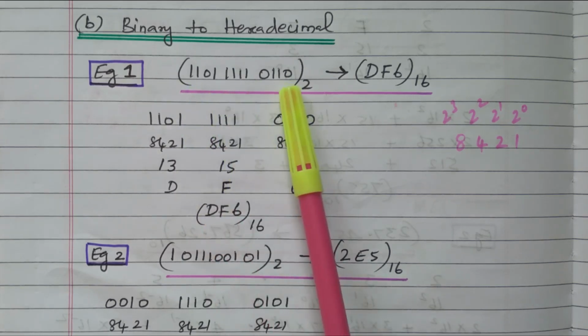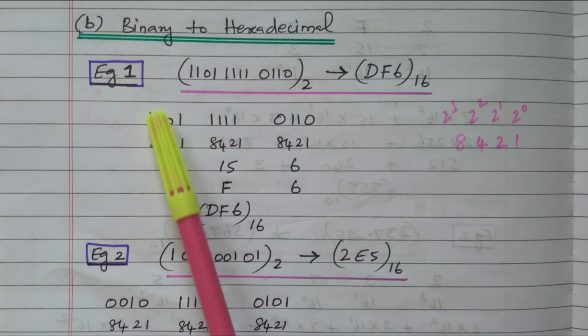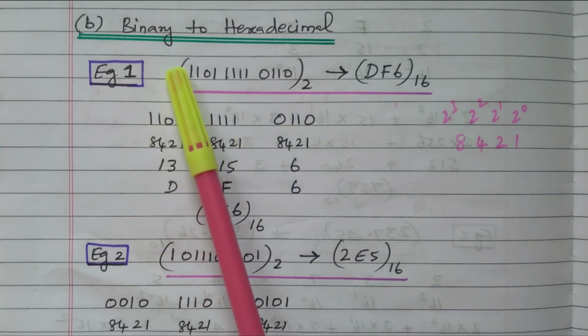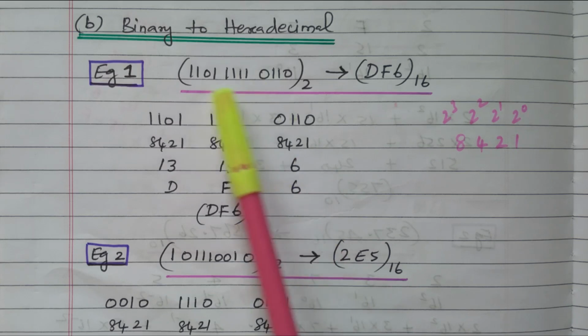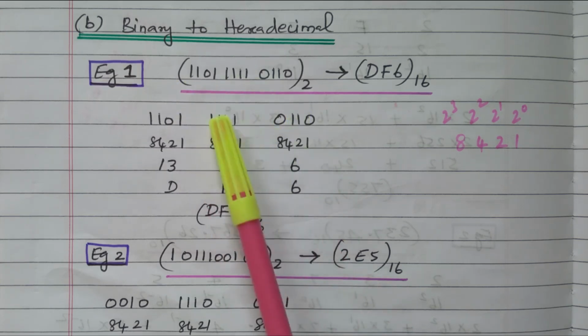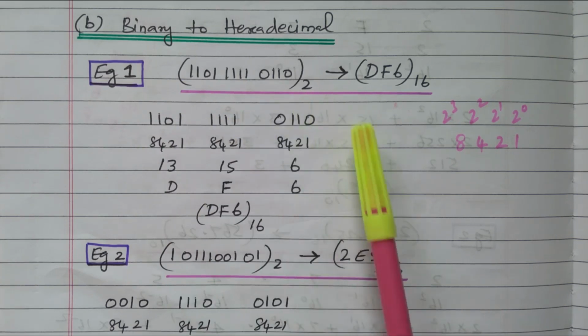Here totally 12 digits are available, so it is grouped into three 4-digit groups. This is one 4-digit group, another 4-digit group, another 4-digit group. If any digits are short, we need to add 0s, but here exactly 12 digits are available. So the first step is that the given binary number should be grouped into 4 digits separately, starting from the LSB.